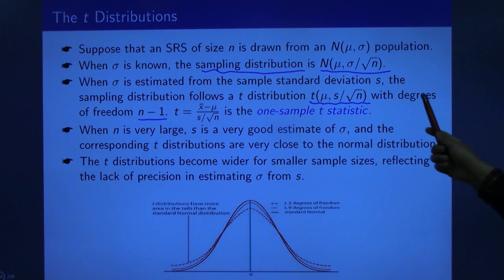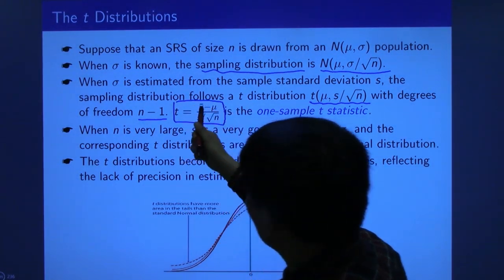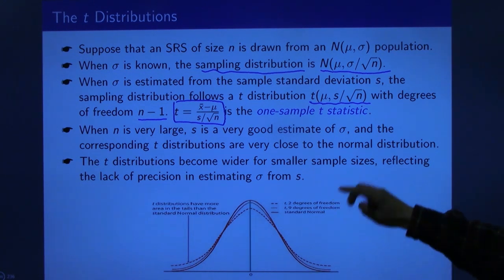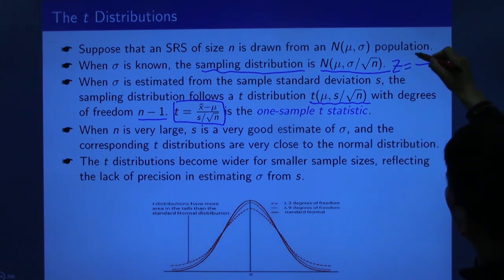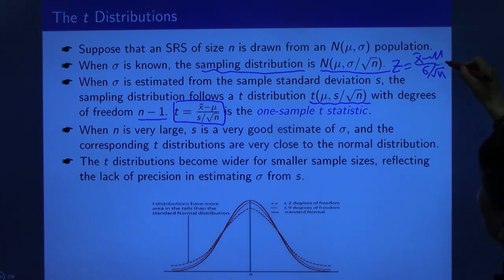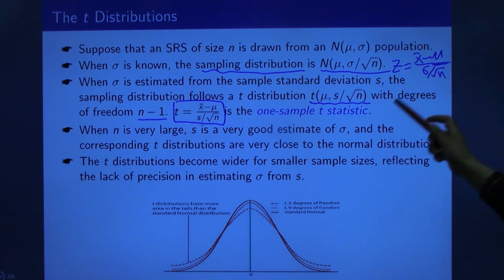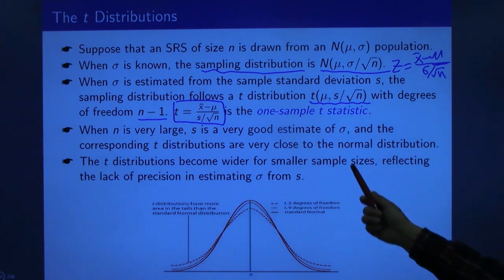Once we know the T distribution, we can calculate the one-sample T statistic, which is T equals x bar minus mu, divided by S over square root of n. If we compare with the z statistic, z equals x bar minus mu, divided by sigma over square root of n, you can see these two are very similar. The only difference is that if we know sigma, we use sigma. If we don't know sigma, we use S. If we use sigma with the normal distribution, we say this is the Z statistic. Otherwise, we say this is the T statistic. Hopefully, everybody already understands the normal distribution and the Z statistic very well. So up to this point, we don't have any problem understanding the T statistic. So we should know the difference between these.